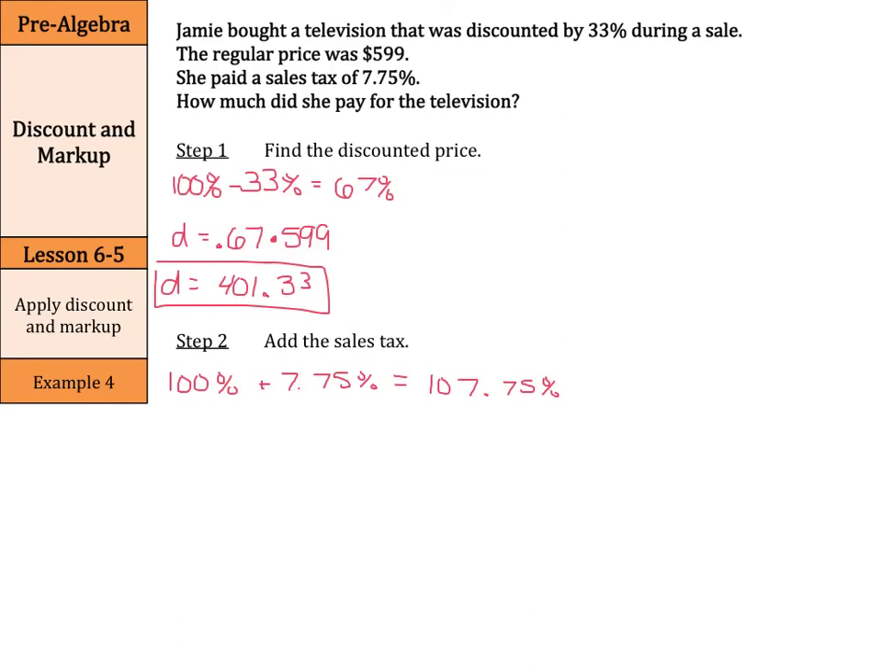So after my tax, my new price is going to be, now get that percentage into a decimal, which is 1.0775, because remember you have to move your decimal place over twice, multiplied by the $401.33. After you multiply those together, you get $432.43.